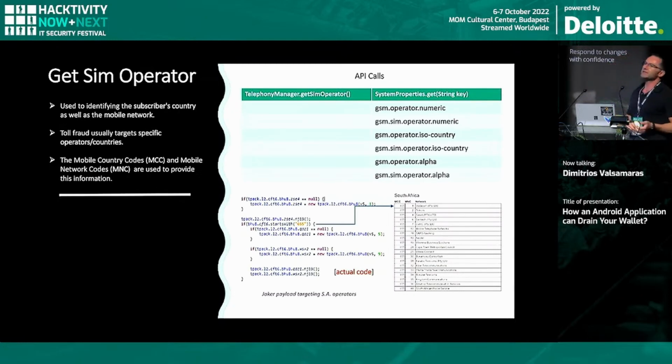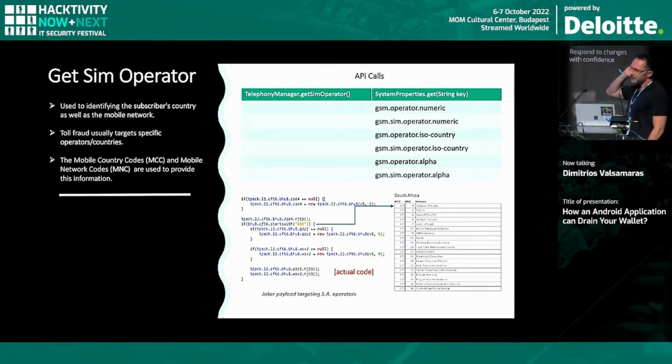So either using the getSimOperator API call of the TelephonyManager, or the get method of the SystemProperties class, with the difference between the two being that the one can be invoked directly by simply importing this specific class, while the second one has to be loaded using reflection because it's marked as a system API.